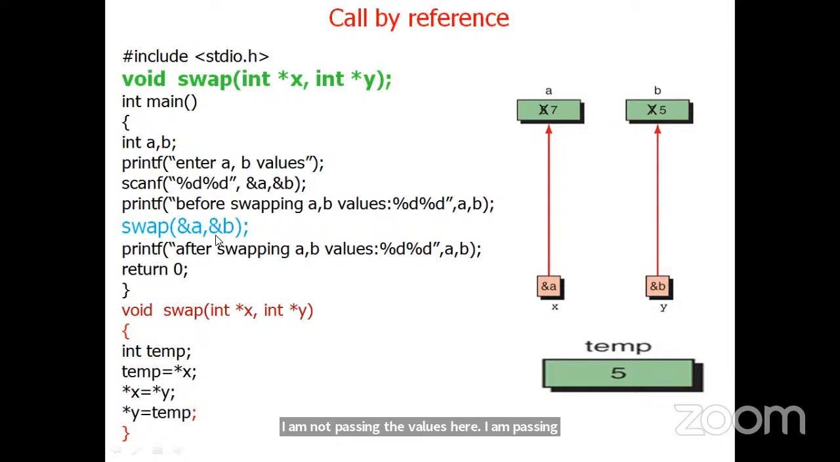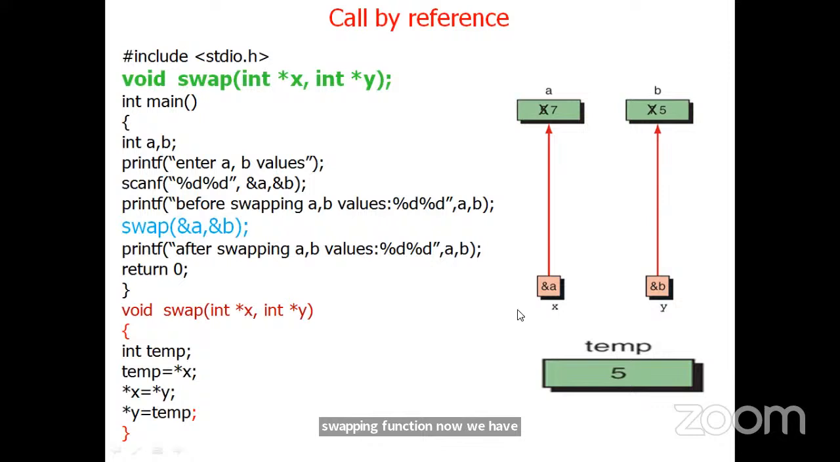Previously, what did we pass? Previously, we passed the values, A value as well as B value. But now, ampersand of A, ampersand of B means the address of A and address of B I am passing. Now control will come to the swapping function. Now we have the pointers.